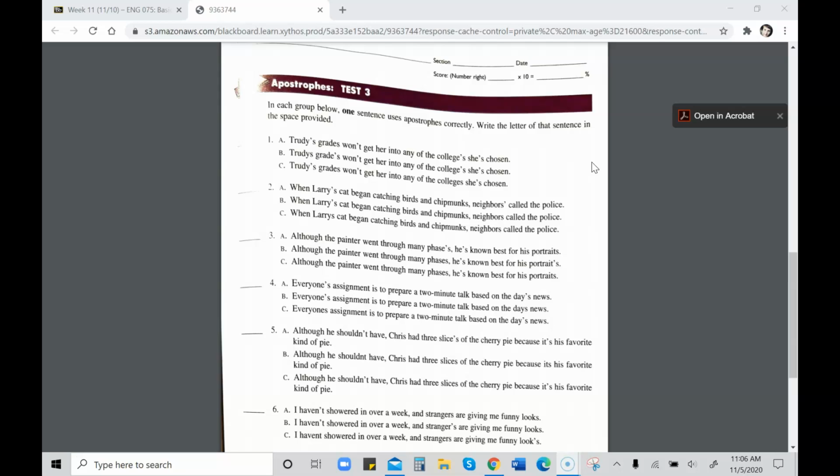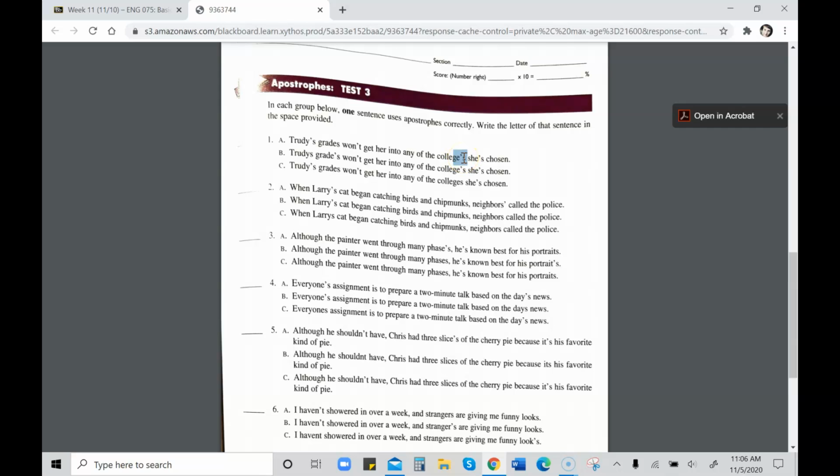So if we take a look at the sentences for number 1, we have Trudy's grades, so apostrophe S, so that would mean Trudy owns her grades. That's a possessive form. We have won't, which is the contraction for will not, get her into any of the colleges she's chosen. So colleges, apostrophe S, would imply possession, but the college can't own she, so that apostrophe there would be incorrect. And then she is for she is. So in this case, we have 4 different uses of the apostrophe. One of them is incorrect, so because that's the case, A is not going to be our answer.